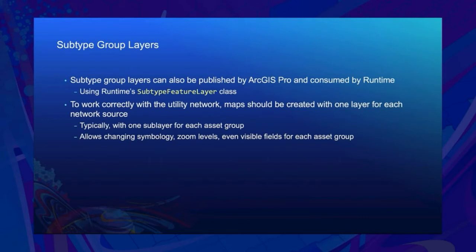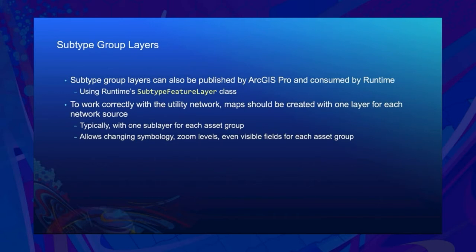To work correctly with the utility network, you should have one layer for each network source. So typically what you do is you create one subtype group layer for each network source with the sublayers, one for each asset group. And what that does is it allows you to change the symbology, zoom levels, and even the visible fields for each of those asset groups.